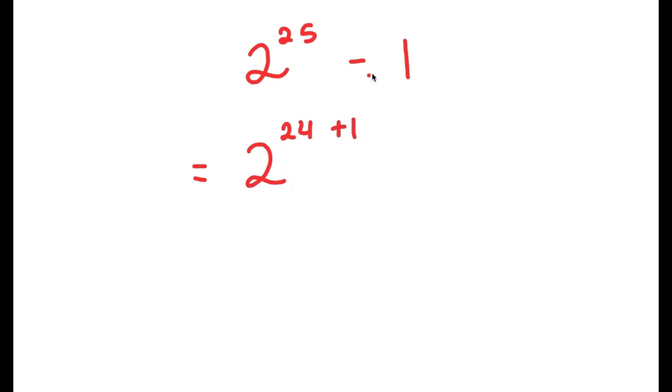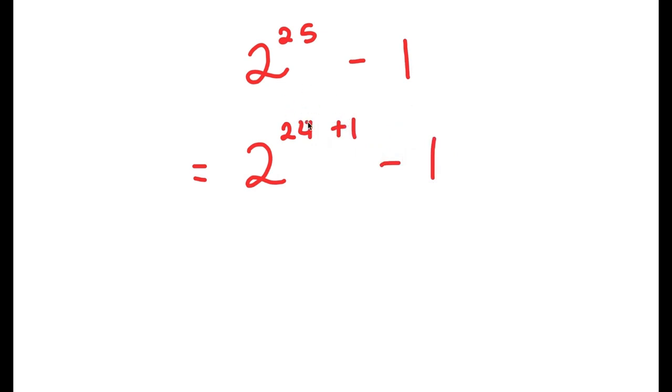Alright, so in this video, I'm going to solve the problem 2 to the power of 25 minus 1. So, to first start, I'm going to rewrite 2 to the power of 25 as 2 to the power of 24 plus 1. And then we have our minus 1 at the end.